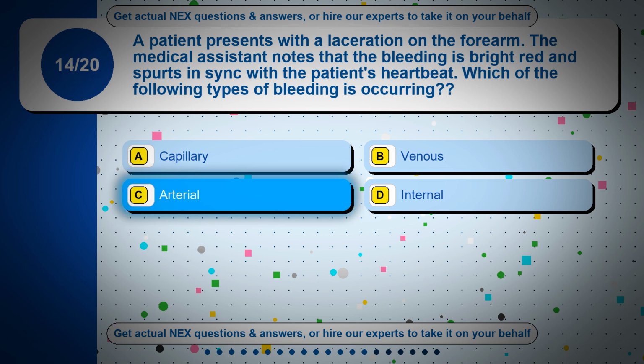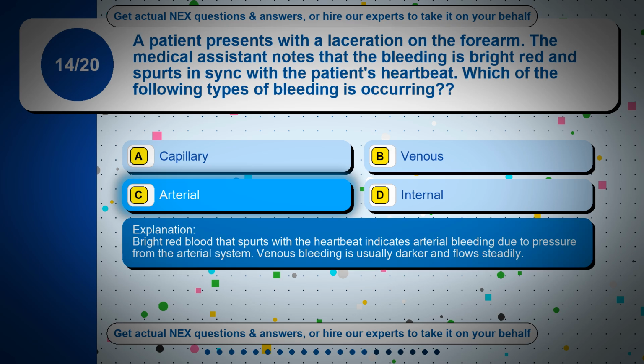The correct answer is option C, arterial. Bright red blood that spurts with the heartbeat indicates arterial bleeding due to pressure from the arterial system. Venous bleeding is usually darker and flows steadily.